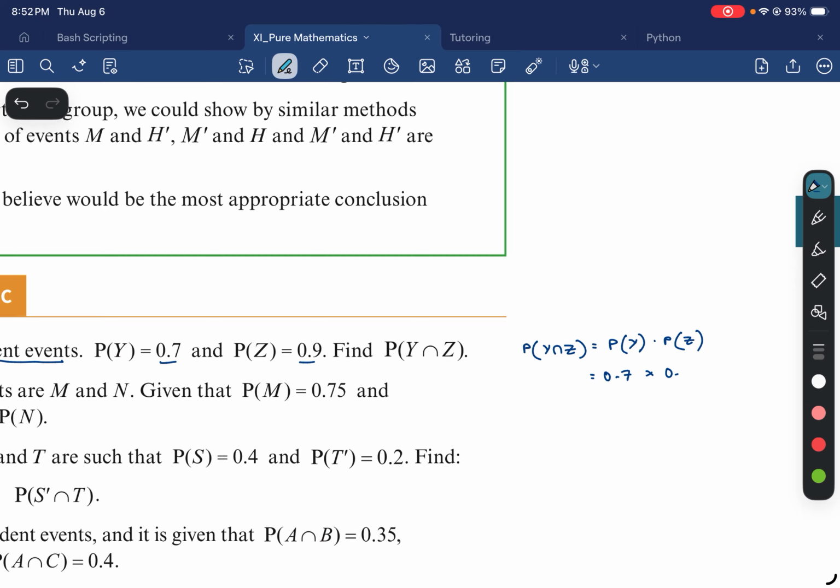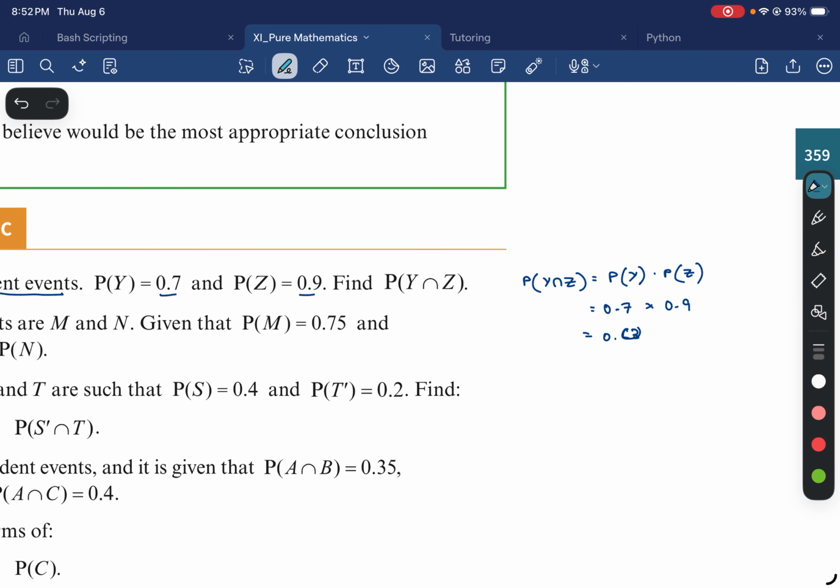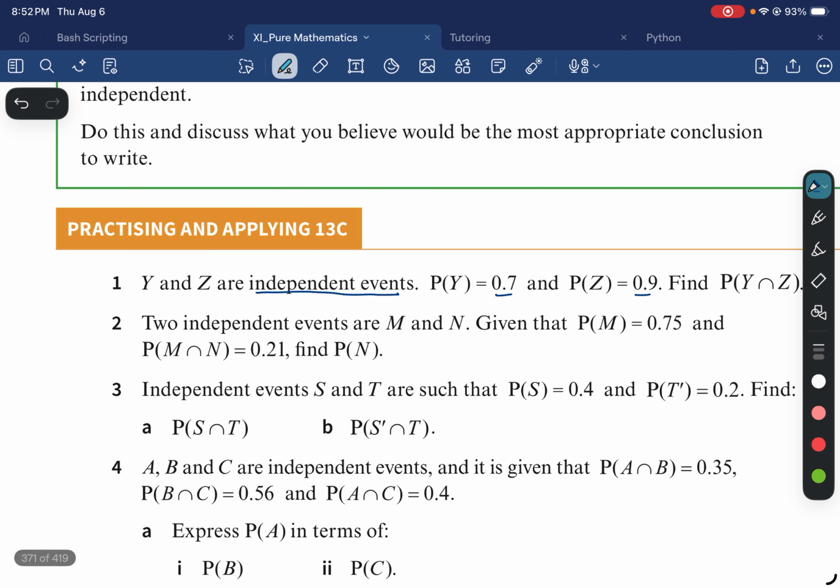0.7 times 0.9, and that is 0.63. 0.63 is going to be your answer. All right, so that is how you do one.